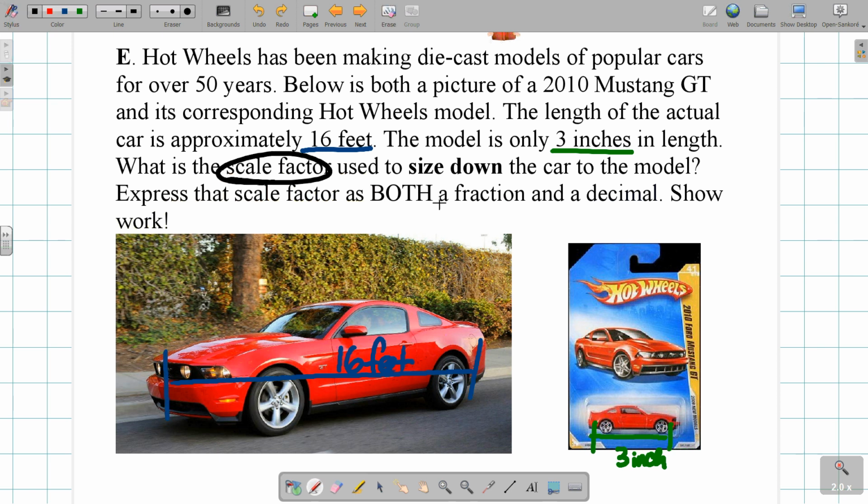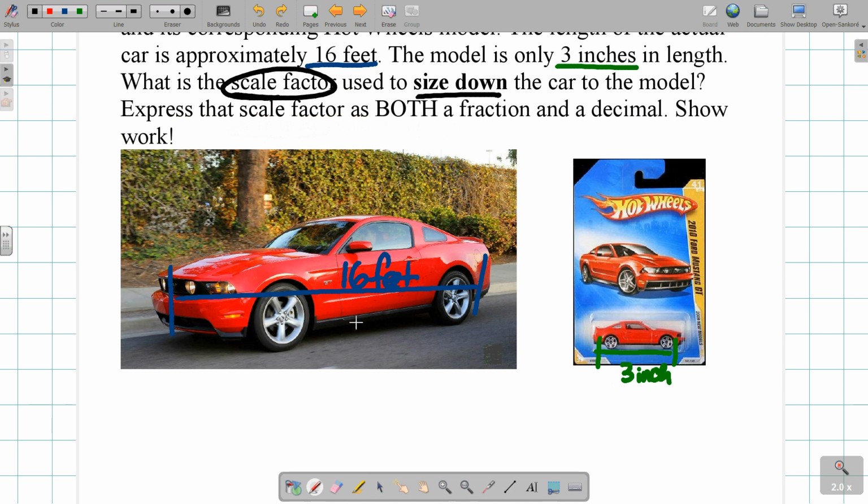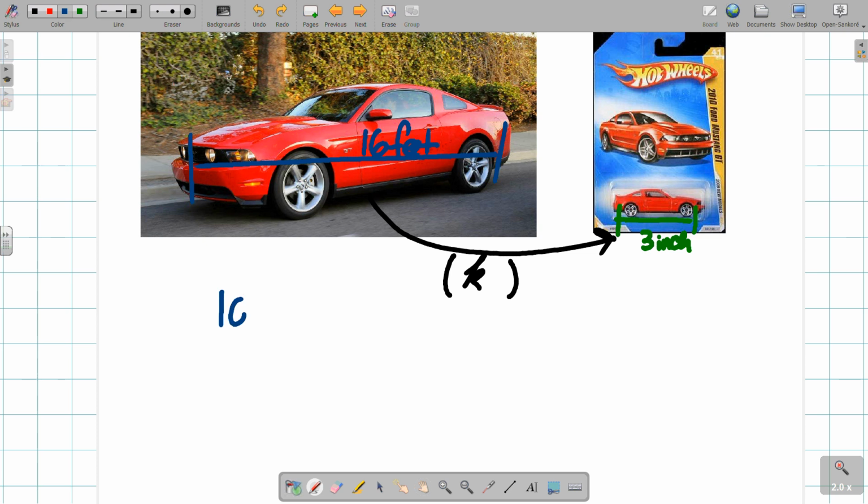What is the scale factor used to size down the car to the model? This is technically a dilation problem. And when we dilate, when we change in size, we multiply. So we're multiplying by a scale factor, which we called K in class. So we're asking ourselves basically this, to scale down to 16 feet, we're asking 16 feet times what scale factor gives us that 3-inch model. That's for you to figure out. Be very careful with this. Finish this, then restart.